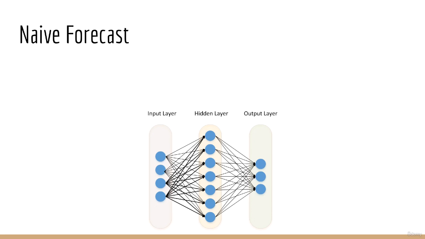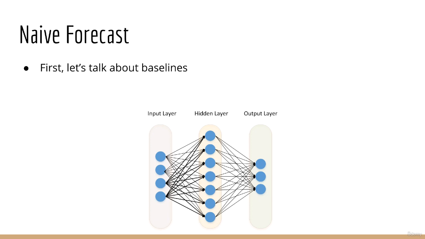In this lecture, we are going to discuss a method of forecasting called the naive forecast. Before we discuss what the naive forecast is, let's talk about the importance of establishing baselines in machine learning. The purpose of a baseline is to have a relevant point of comparison.